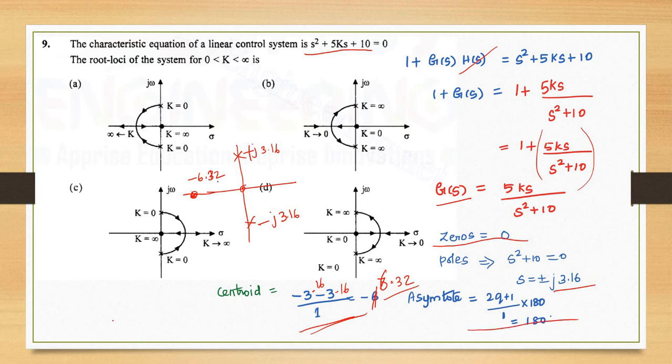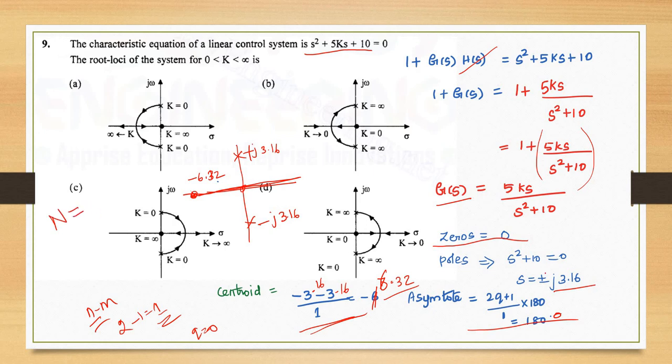Okay, then find out the asymptote. How many asymptotes? N minus m, where N is the number of poles. Number of poles 2, number of zeros 1. So only one asymptote, with q equal to 0. Put q equal to 0: (2 times 0 plus 1) by 1. That is 180 degree. So this angle is 180 degree. Okay, now how many branches of the root locus?